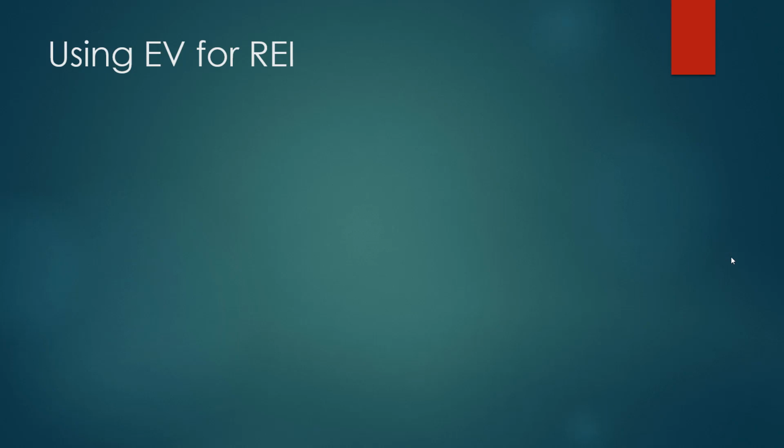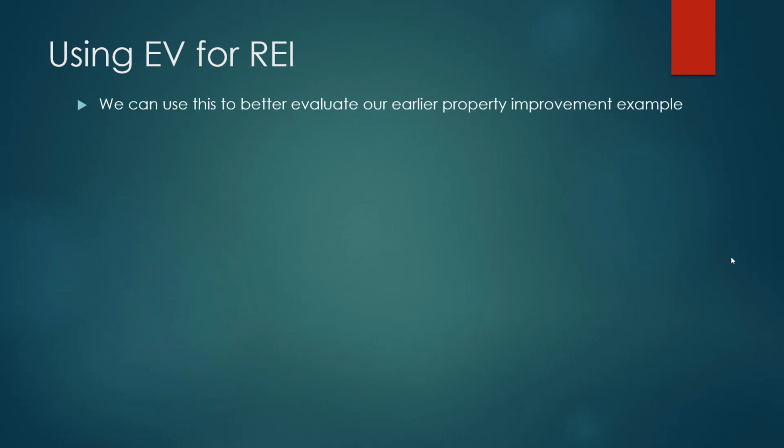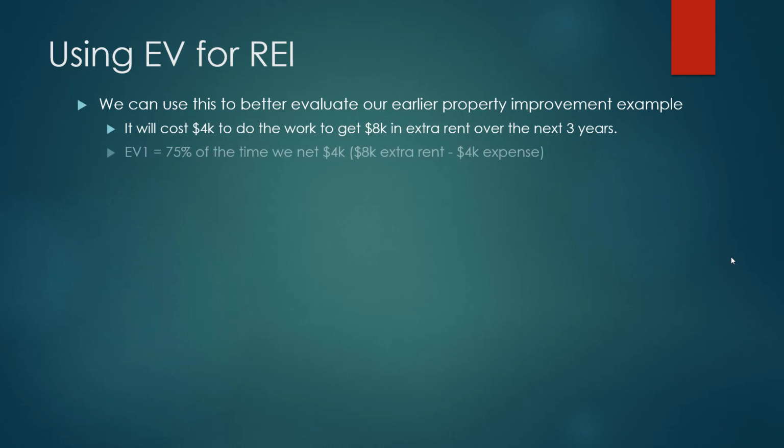So, using expected value for real estate investing. We can use this to look at our earlier property investment where we were going to do some upgrades. It's going to cost us $4,000, if you remember this example, to do some work to maybe get $8,000 of rent across the next 3 years. So EV, why does it say EV1?